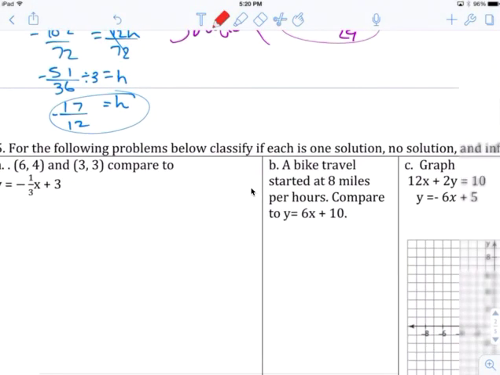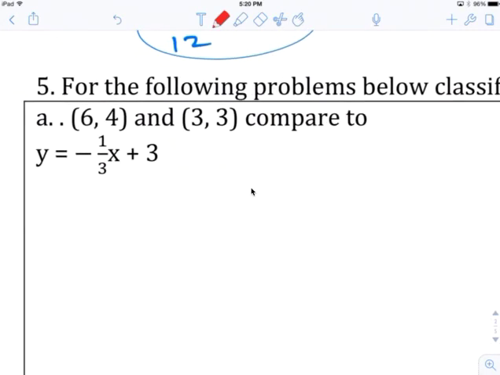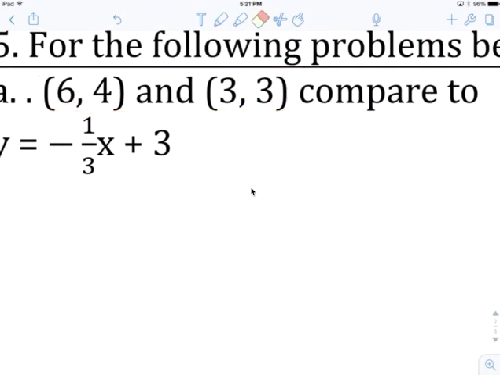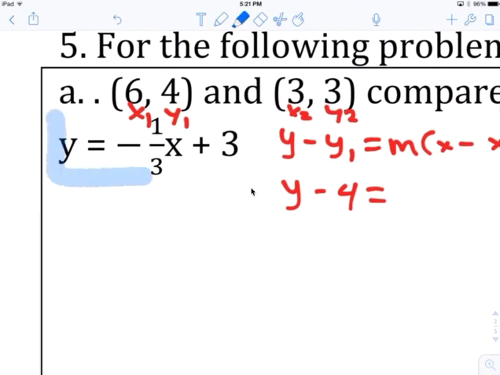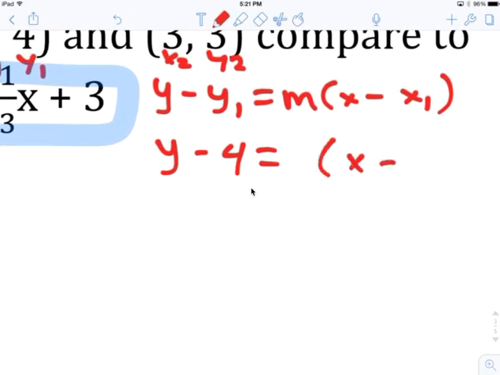Okay, here. For the following below, classify: one solution, no solution, infinite solution. That compared to that. The only way you can compare it is to make this an equation. To make that an equation, you need to start out with point slope. y minus y1 equals m parentheses x minus x1. You need to go x1, y1, x2, y2. Okay, y minus y1, which is 4, equals m. Oh, we need to solve for m. We're going to box this answer because we're going to compare it later. x minus x1, which is 6.